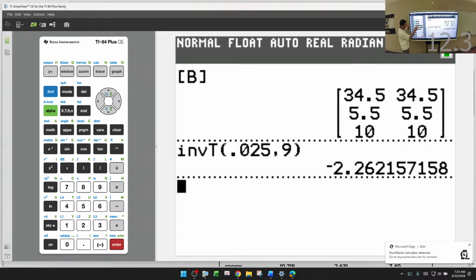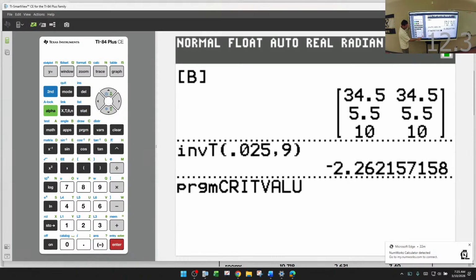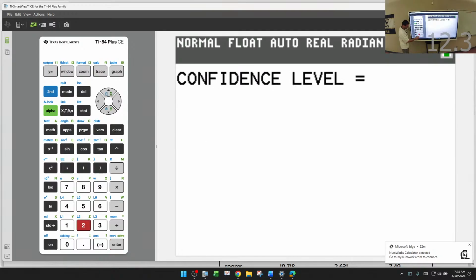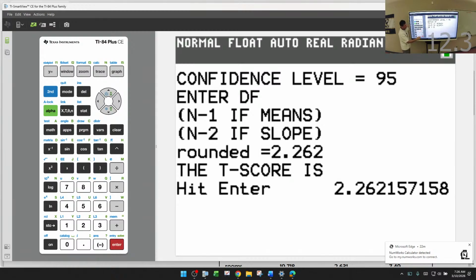If you've got Coach Mayer's program, you can hit program, go to critical value, and just run it. And because it's means, not categorical data, it's 95%. You can do 0.95 or 95. And that's where it says n minus 1 if it's means, n minus 2 if it's slope. So it was 9, and it gives you that same number, 2.26. That you've got to know how to find. But you should have known how to find that from chapters 10 and 11. Actually, chapter 10, not chapter 11.